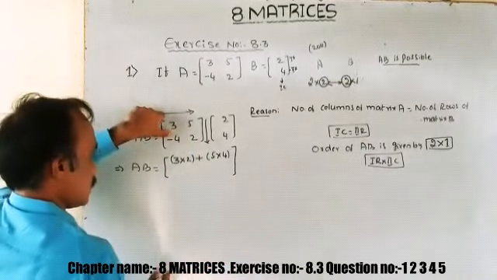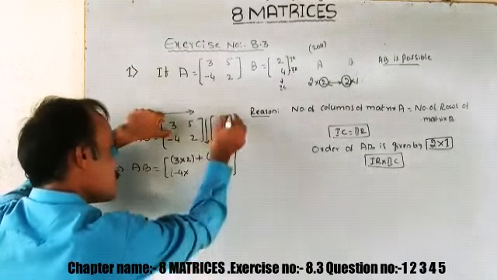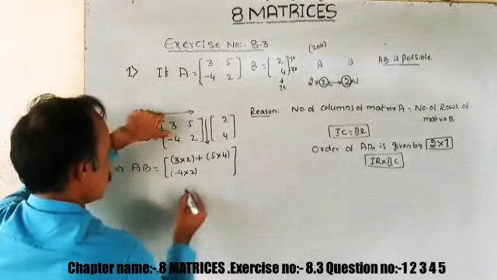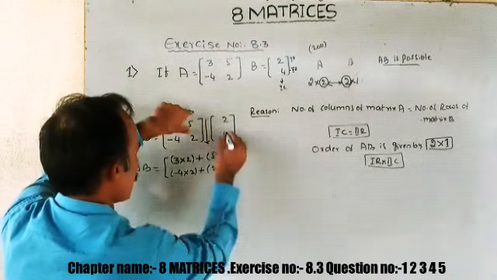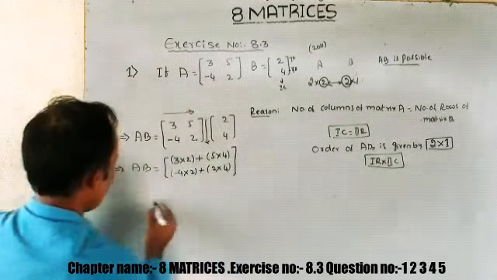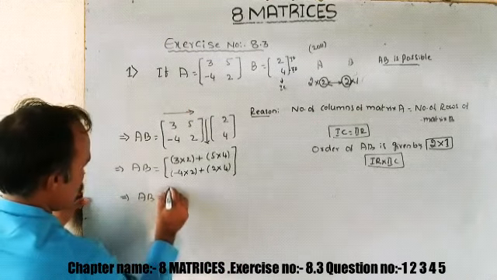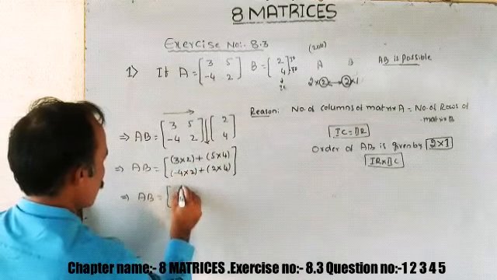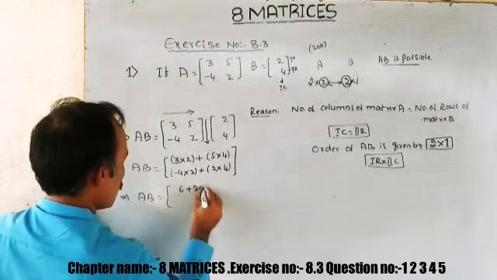Coming to the second now. So minus 4, second row elements, minus 4, again the same element, that is 2, plus the next element 2, come down, that is 4. So this implies AB is equal to 3 into 2, 6, plus 5 into 4, 20.